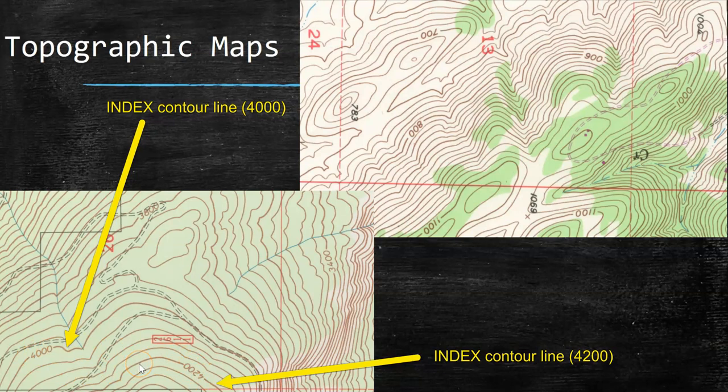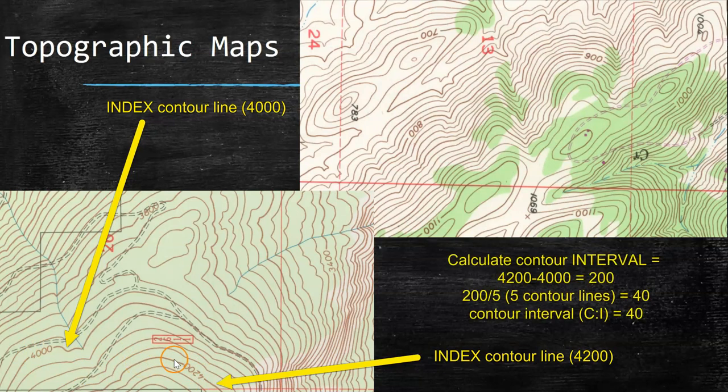There's 5 contour lines. So you subtract 4,200 from 4,000, so that's left with 200. 200 divided by 5 is 40. So what they're saying is that even without the elevation being listed on this contour line, we can now figure out the elevation of this line and therefore the elevation in between the lines.